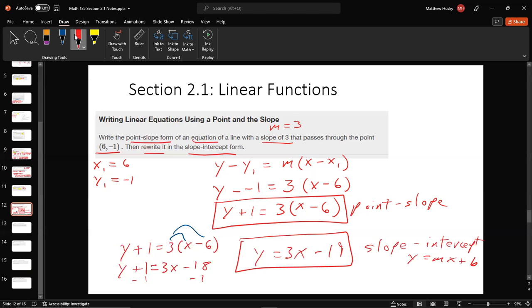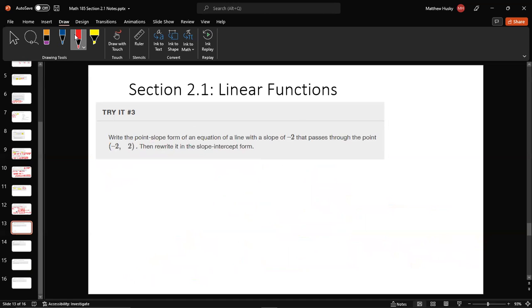Okay. What else do we have? Write the point slope equation with a slope of -2 that passes through -2, 2. Then rewrite it in the slope intercept form. All right, so this is pretty much the same thing we just did. m equals -2. x1 equals -2. y1 equals 2.